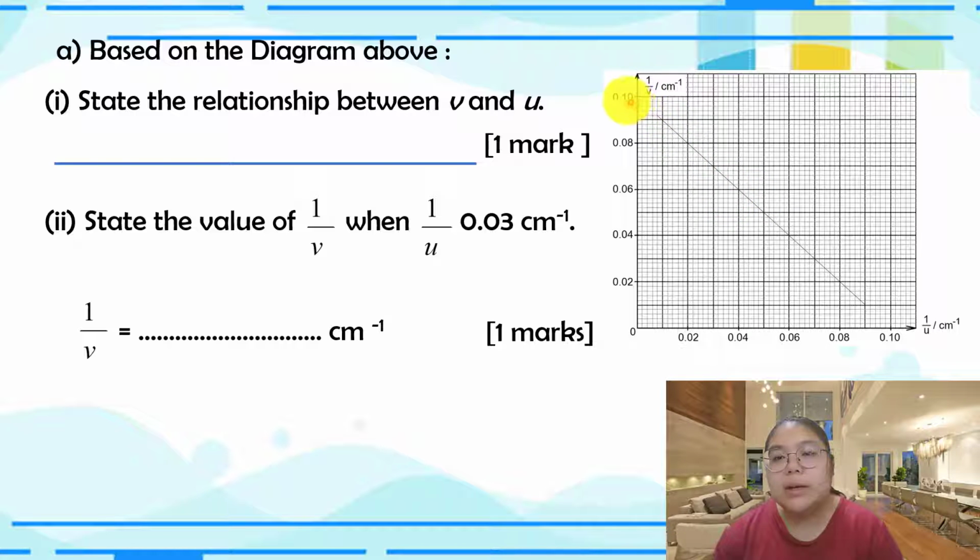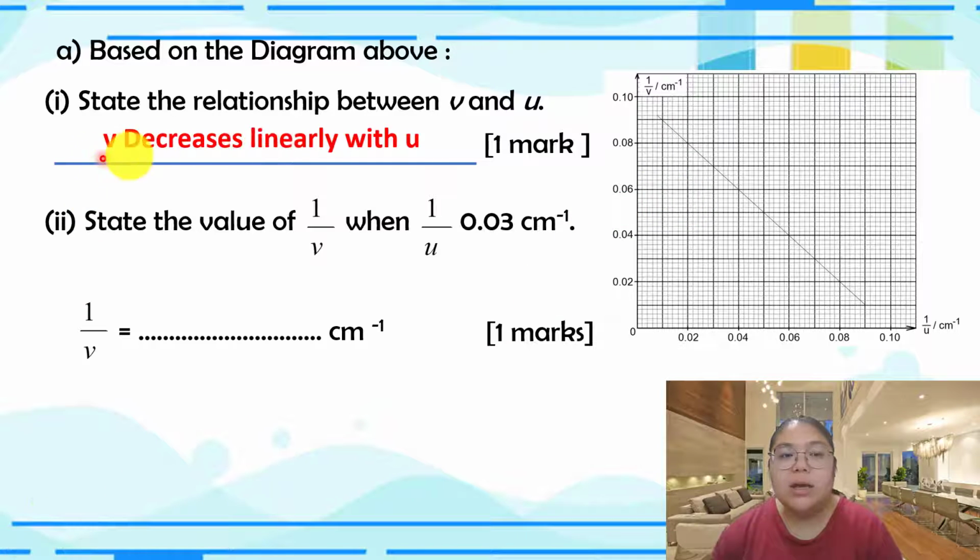Okay, so from this graph, we find that v and u decrease linearly. So we answer this question as: v decreases linearly with u. You can also answer: 1 over v decreases linearly with 1 over u. Both are accepted. Important is using the terms. This one is the term: decreases linearly.